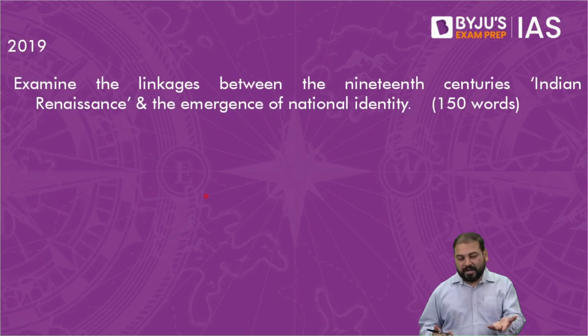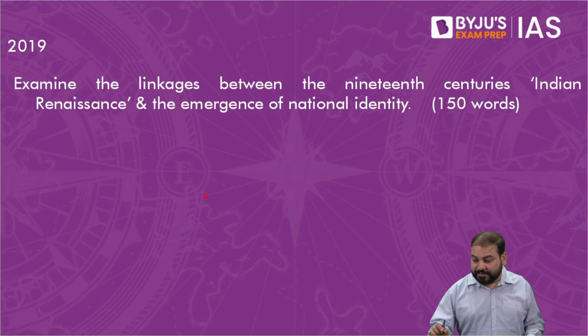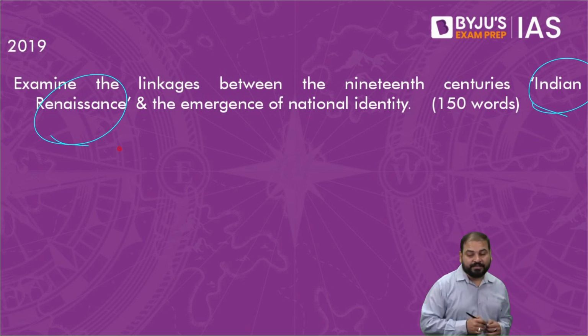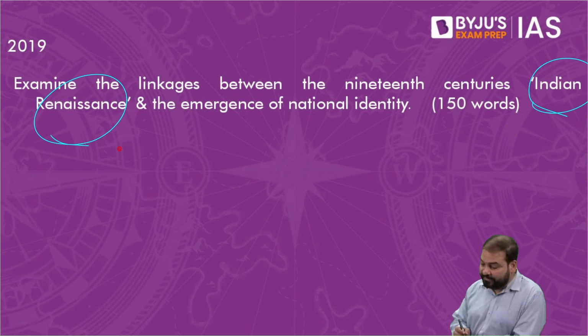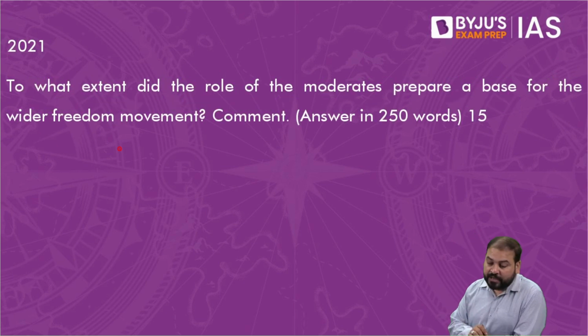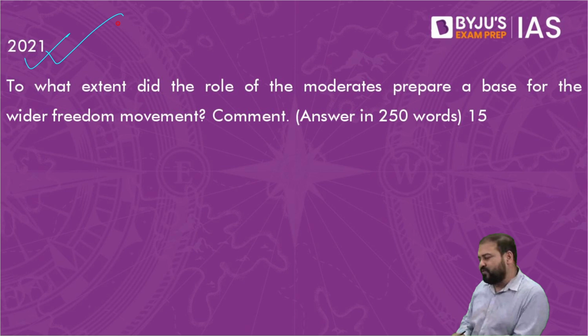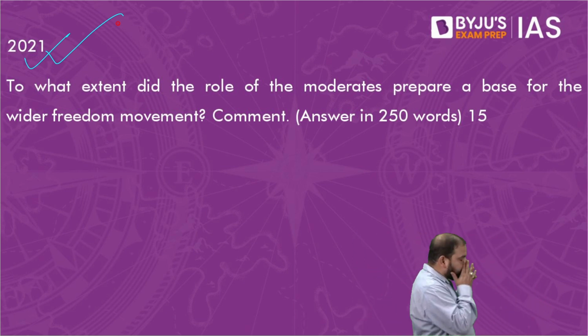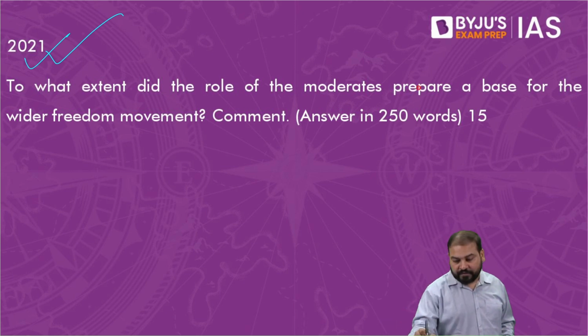Everyone, I hope you can answer this question of 2019, how the Indian Renaissance or rebirth and the national identity has come up. Please try to write this answer. Yes, you are correct. Everyone, 2021 question. How many of you can attempt this question? 250 words, 15 marker.